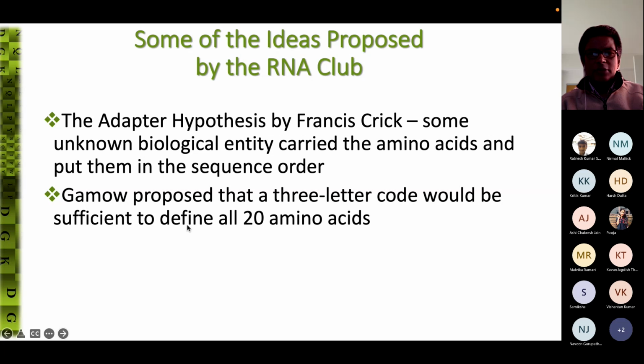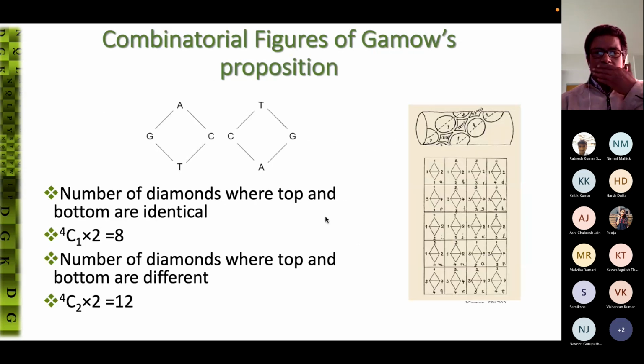And Gamow proposed that, based on his analysis of just looking at the 20 amino acids and the 4 bases, the codon should be a 3-letter code. Of course, the word codon was not used then, but a 3-letter code would be sufficient to define all the 20 amino acids. So these are the 3 things that he started out with.